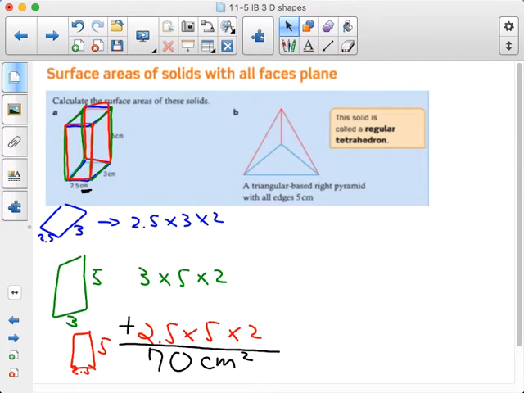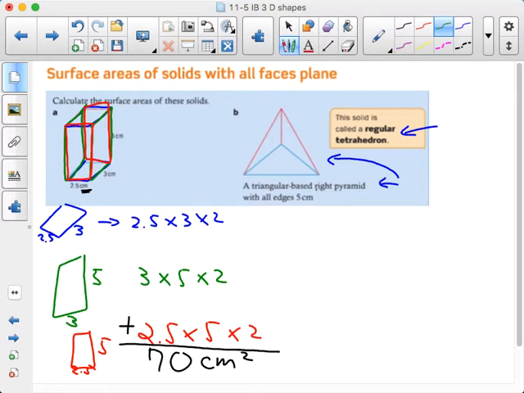I'm fairly sure that the IB will never ask you to draw a rectangular tetrahedron, but in case that helps with this, they're probably more likely to call it this, right? So if they say, draw a triangular base right pyramid with all edges 5 centimeters, you need to know that it's talking about this shape.